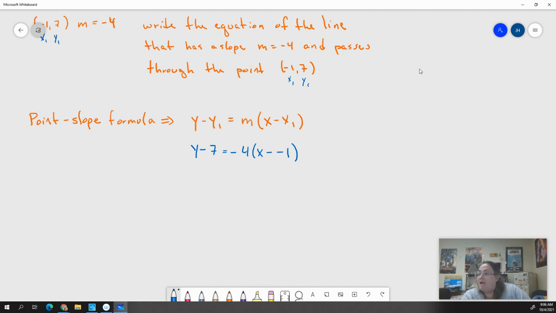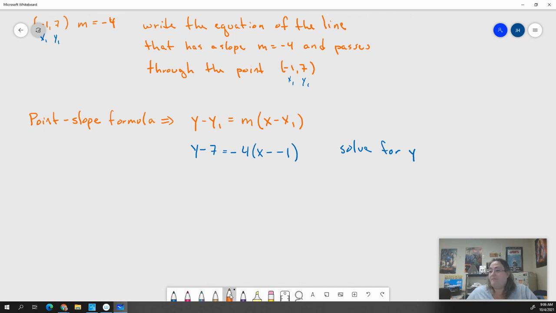So if I look at this, the first thing I'm going to have to start doing is distributing. The whole idea is to solve this for y, right? We're going to solve for y, right? We want y to be all by itself on one side of the equal sign. First thing I have to do is distribute.